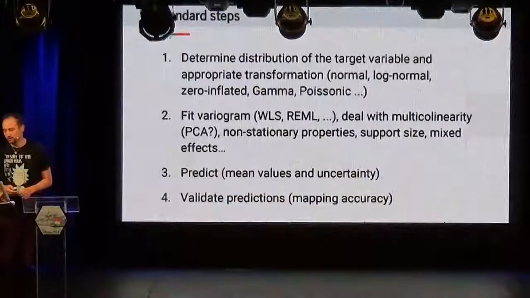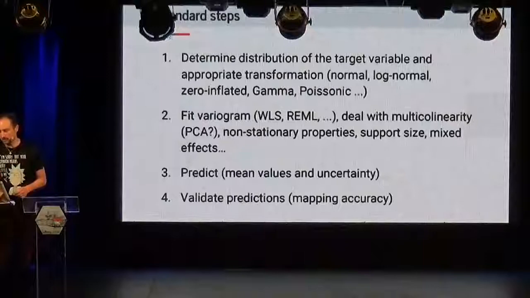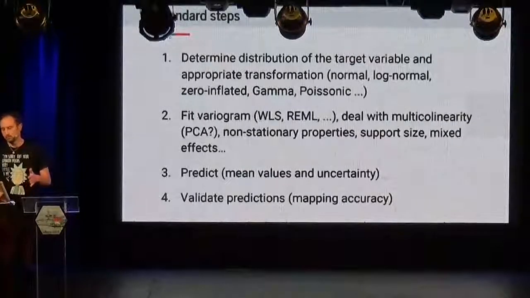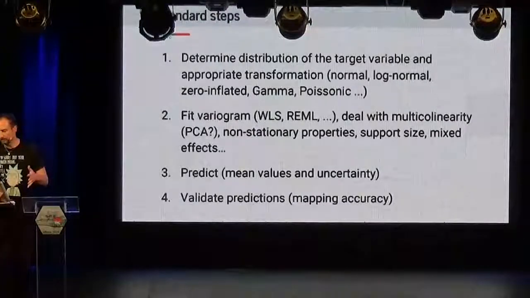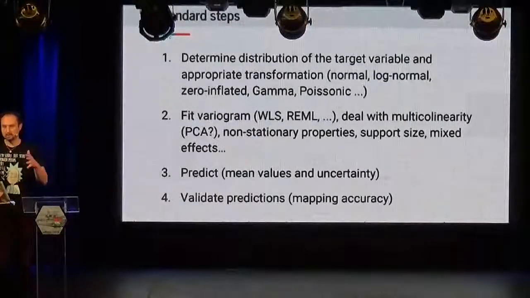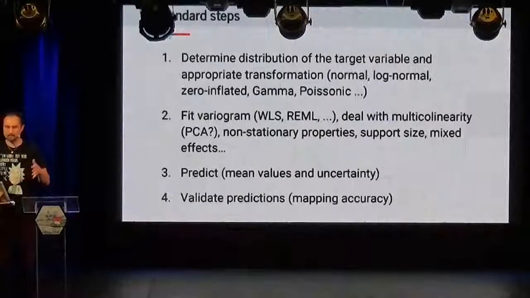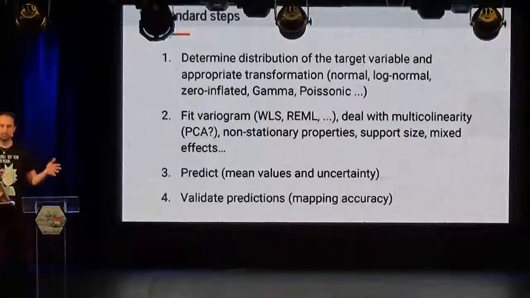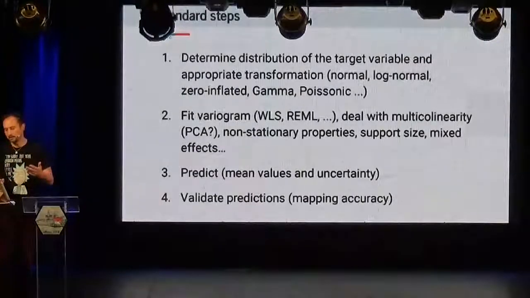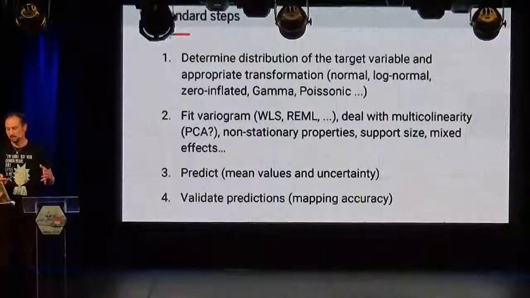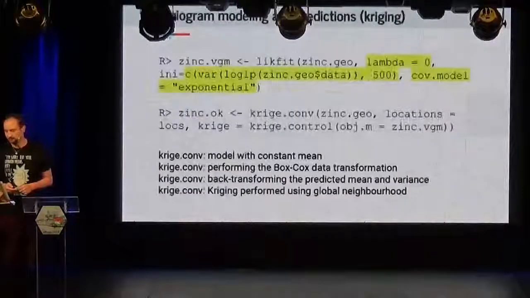Just to give you an idea, the typical modeling in geostatistics is you determine the distribution of the target variable, then you fit a variogram, you have to look at whether there's anisotropy or not, then you look at the non-stationarity properties, and then you do some predictions, and you can get kriging, you can get kriging variance, and then you do some validation of the maps. And so that's a typical process of geostatistics.